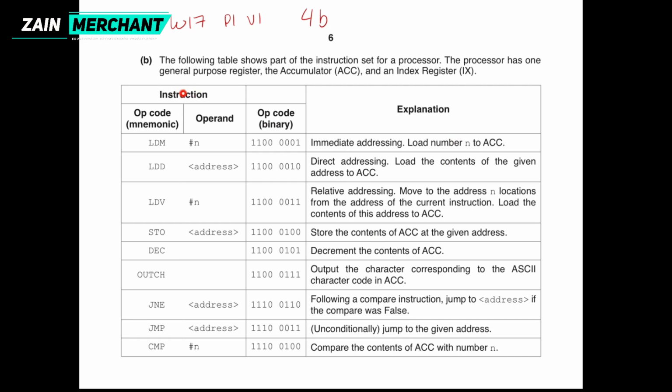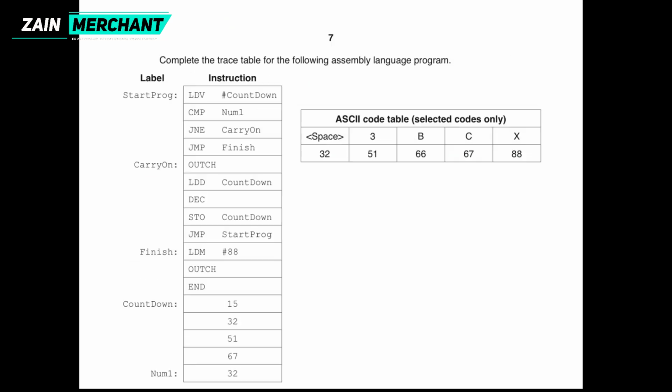So this has the instruction and the explanation for each of the instructions. You must have seen these opcodes before when you are solving different questions. So what I'm going to do is solve the question and then refer to this table again and again so you can see what's happening for each opcode. The question says complete the trace table for the following assembly language program.